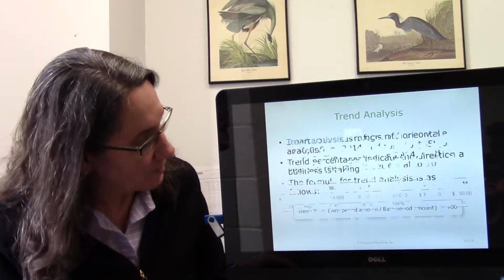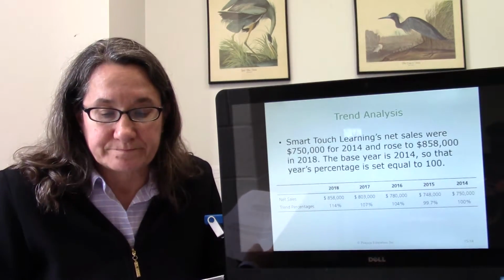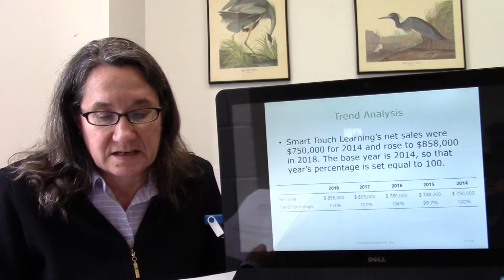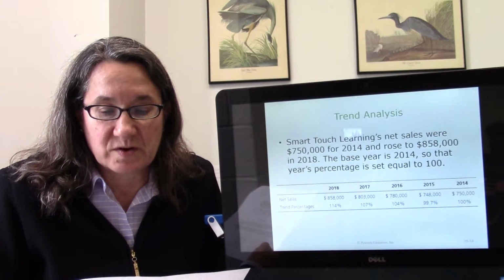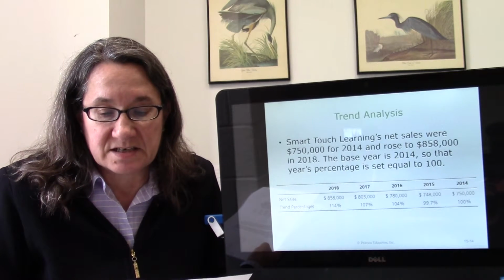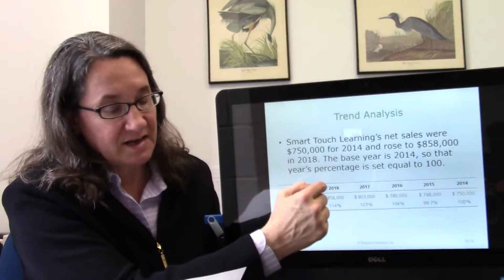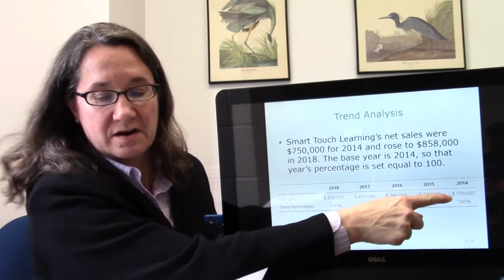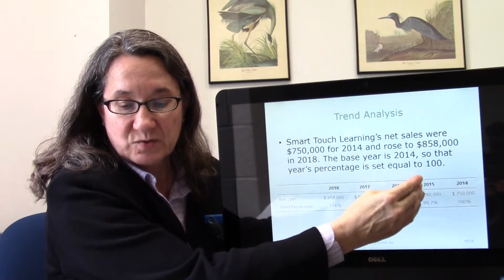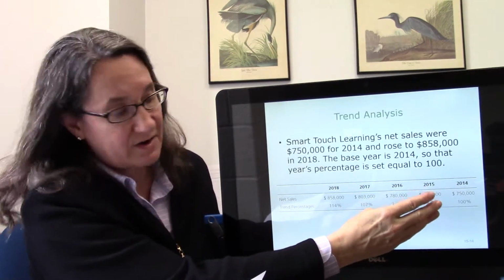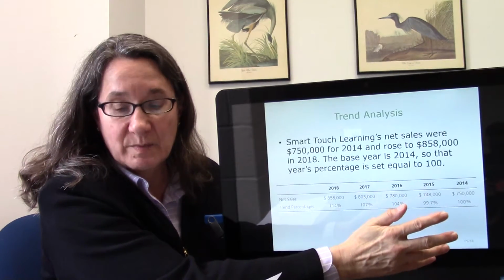So let's look at an example here. All right, so we're starting with 2014, which was 750, rose to 858 in 2018. The base year is 2014, so that year's percentage is set to 100%. If you look at each year, we're starting with 2014, 750,000 is 100%. In 2015, we only did 748,000, which is 99.7% of the base year.